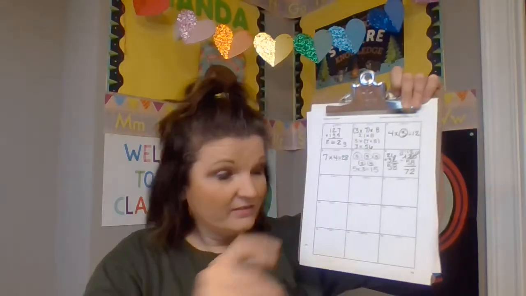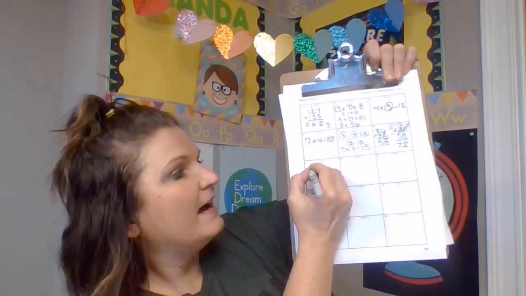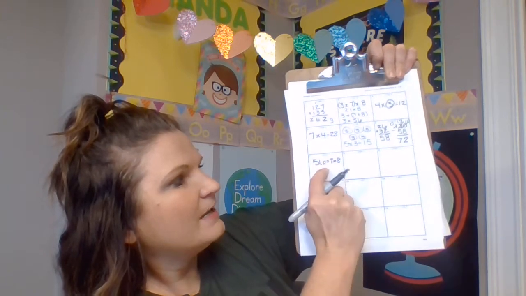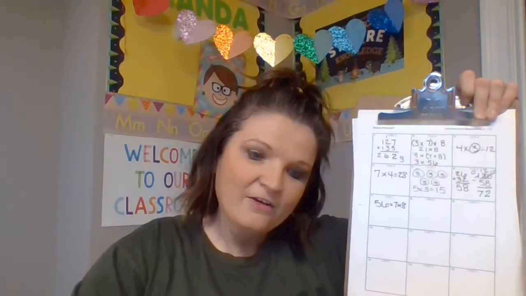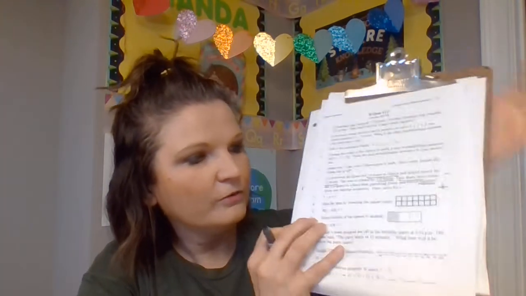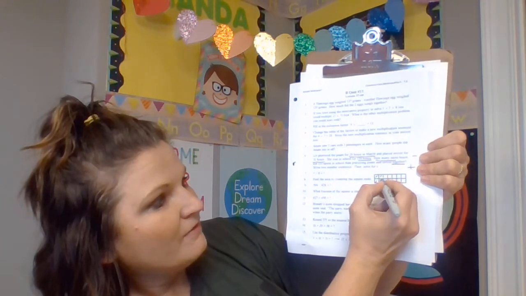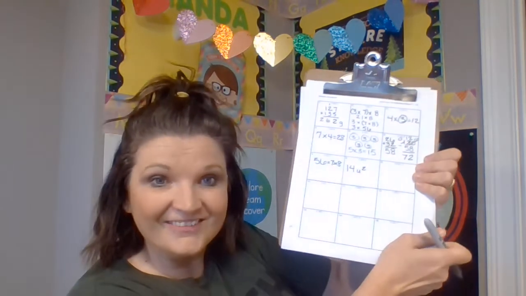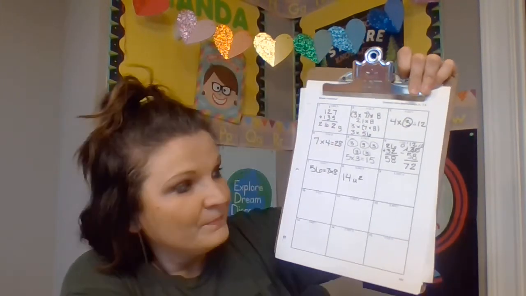All right, number 7. 7 times 8. That's our rhyme. Remember? 5, 6, 7, 8, 56 equals 7 times 8. Number 8. Find the area by counting the square units. We're just counting the inside blocks. 1, 2, 3, 4, 5, 6, 7, 8, 9, 10, 11, 12, 13, 14. So when it's area, those are units squared. 14 units squared.